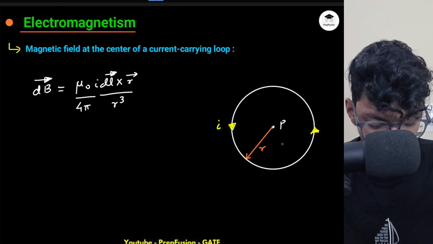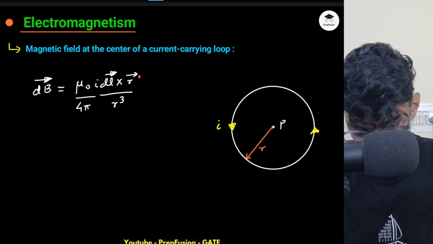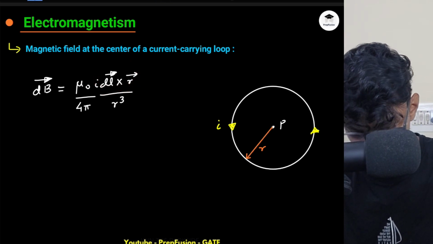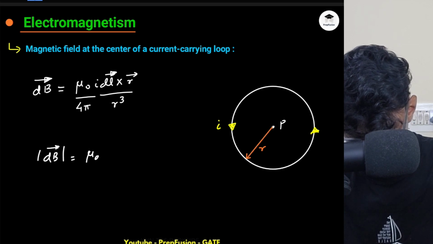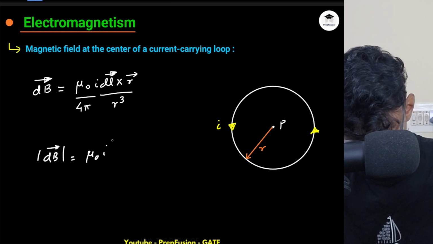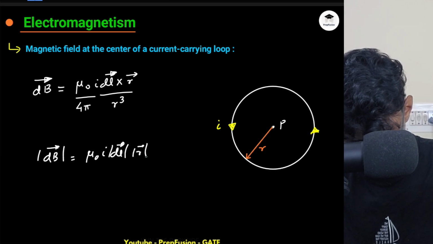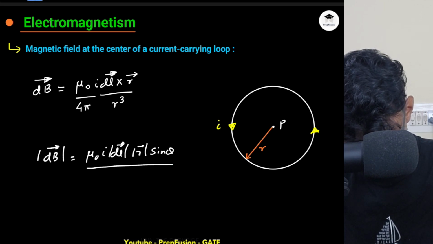And what about the sine theta? Because what I know, I have to do Idl cross r. Okay, so I know about the direction. So if I just want to comment about the magnitude due to small segments, what can I comment? This magnitude of cross product is what? This is I dl magnitude, r magnitude into sine theta, divided by r cube, obviously.